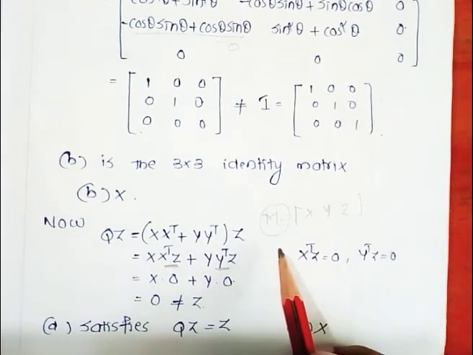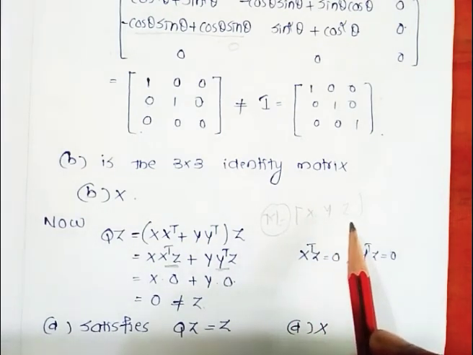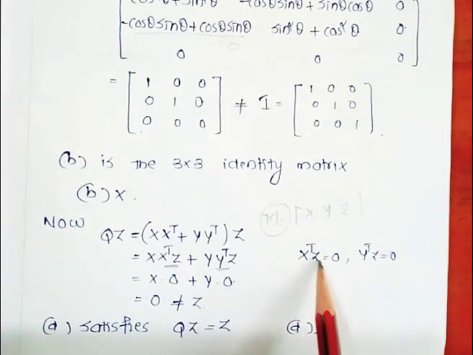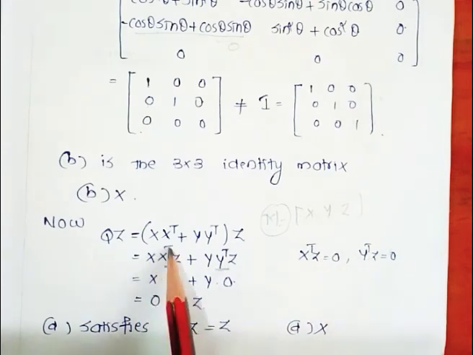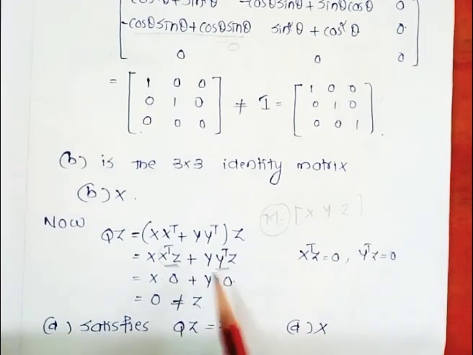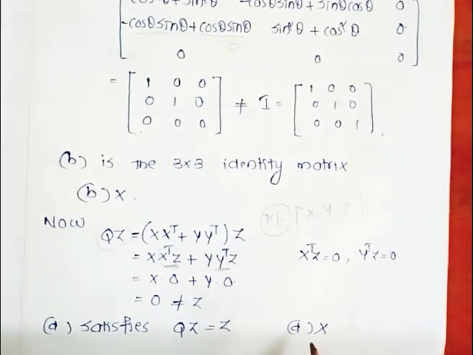M is an orthogonal matrix. This M is an orthogonal matrix means the columns of these matrices are orthonormal. Orthonormal means that X transpose Z is equal to 0 and Y transpose Z is equal to 0. So here this term must be 0, so we get X into 0, and Y into 0. So the whole term is equal to 0. That is, we get QZ is equal to 0, which is not equal to Z. But our last option says that QZ is equal to Z. Therefore our last option is also wrong.